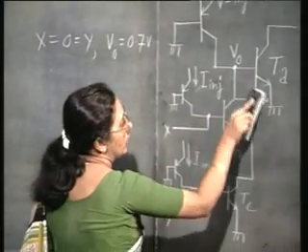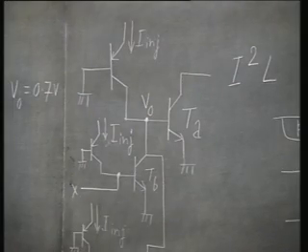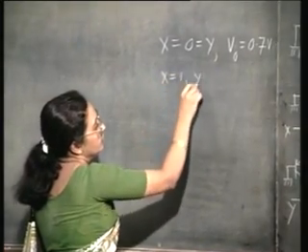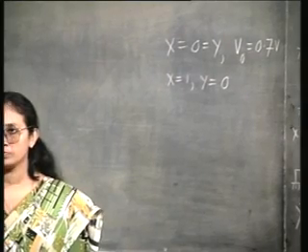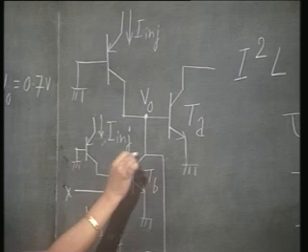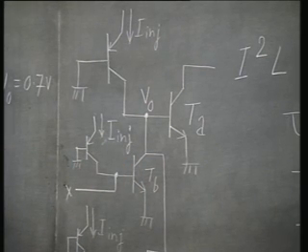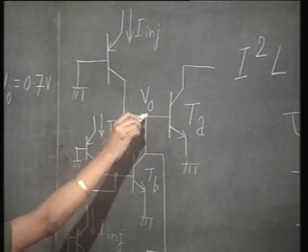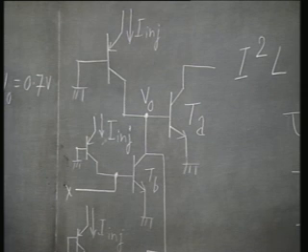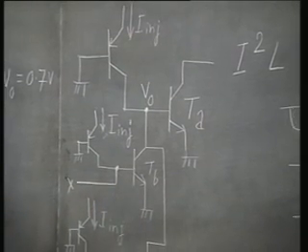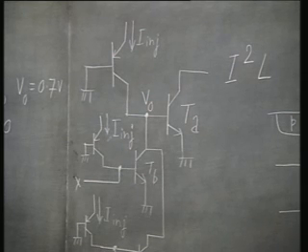Now, suppose X is 1, Y is 0. X is 1, that means TB is in saturation. So, then what is the output voltage? This output is connected to the collector of TB, and the emitter of TB is grounded. So, V0 is nothing but the collector emitter voltage of a transistor in saturation, or V0 is nothing but VCE sat. What is VCE sat? 0.2.